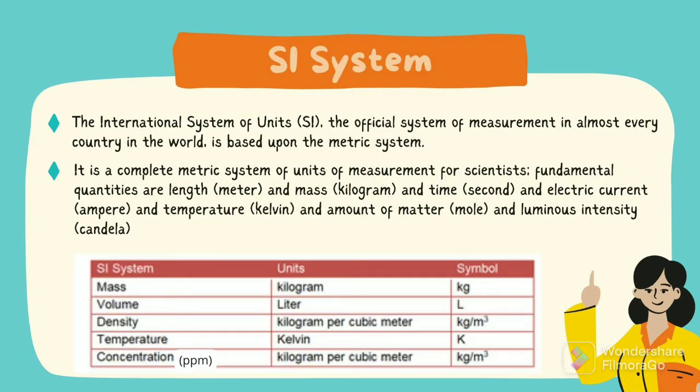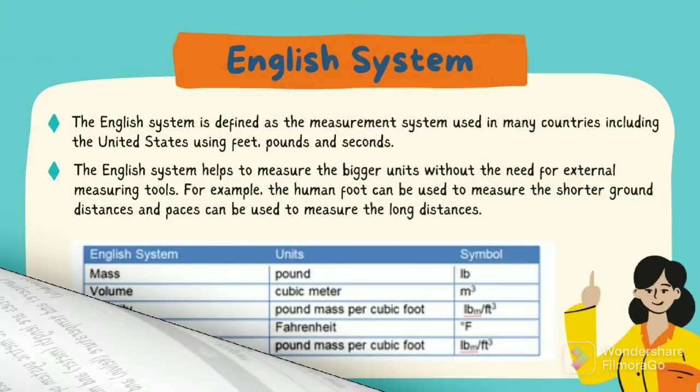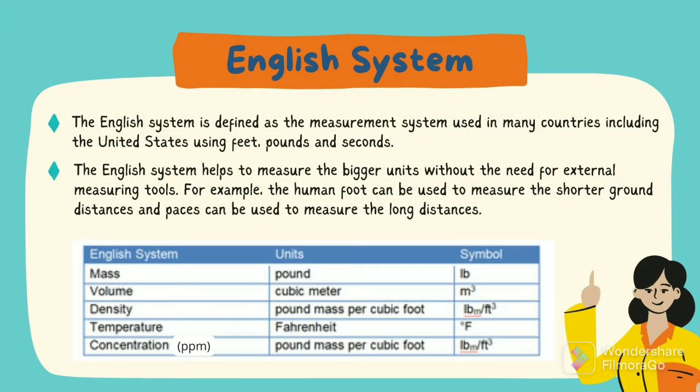On the other hand, the SI system is the official system of measurement in almost every country in the world. In this system, mass is measured in kilograms, volume in liter, density in kilogram per cubic meter, temperature in Kelvin, and concentration in parts per million as kilogram per cubic meter. And lastly, the English system is used in countries like the United States. In this system, mass is measured in pound, volume in cubic meter, density in pound mass per cubic foot, temperature in Fahrenheit, and concentration in parts per million as pound mass per cubic foot.